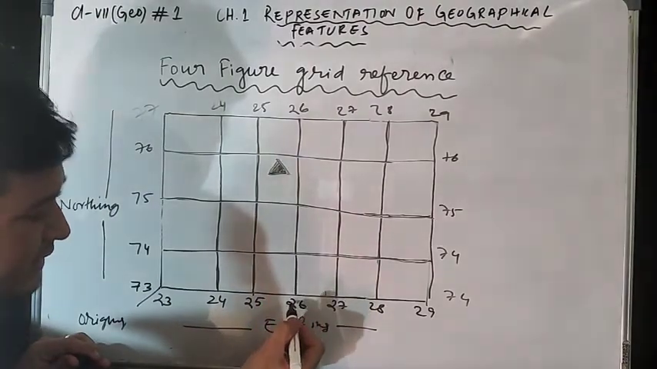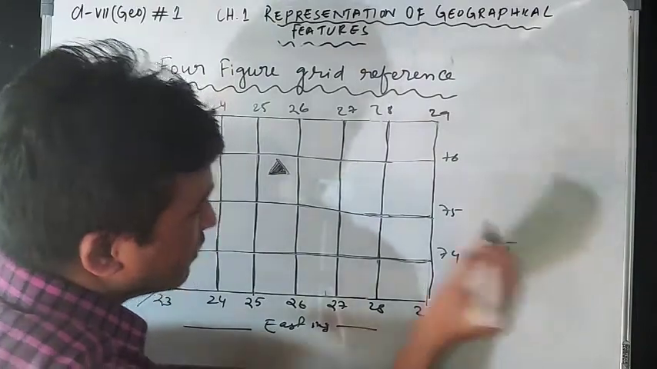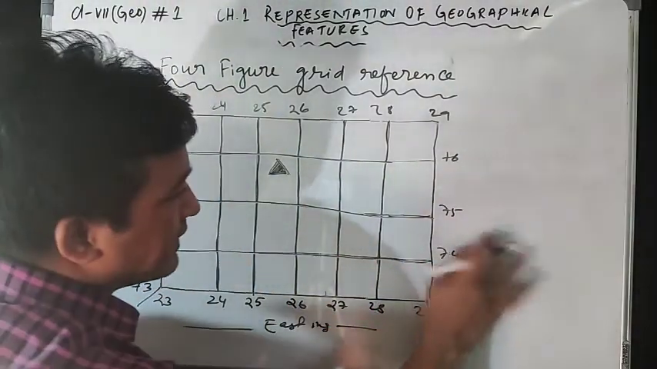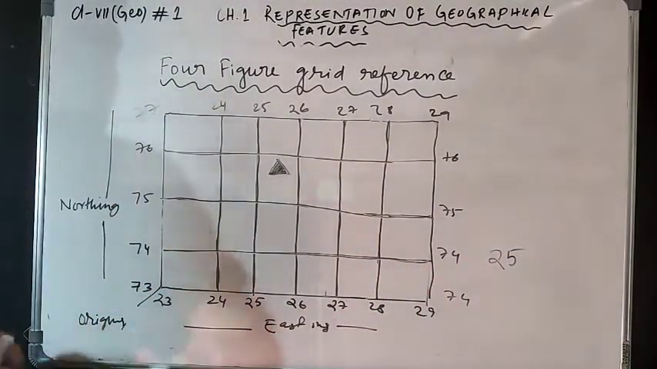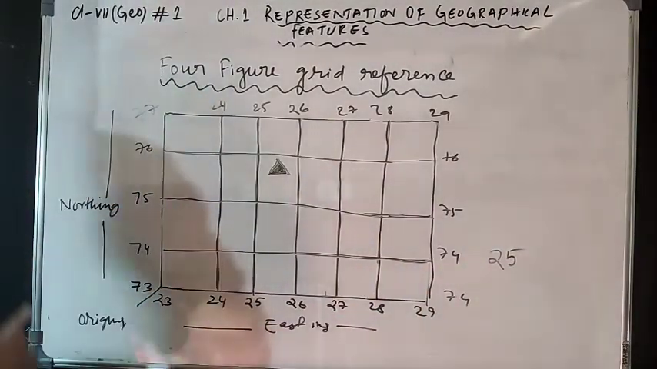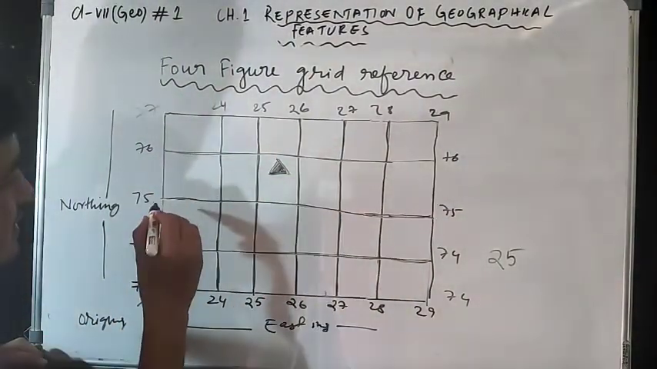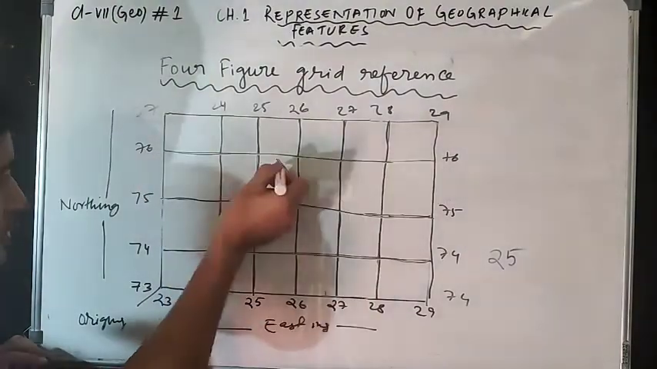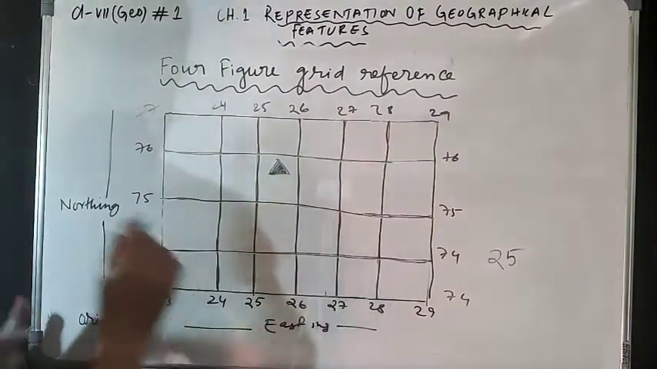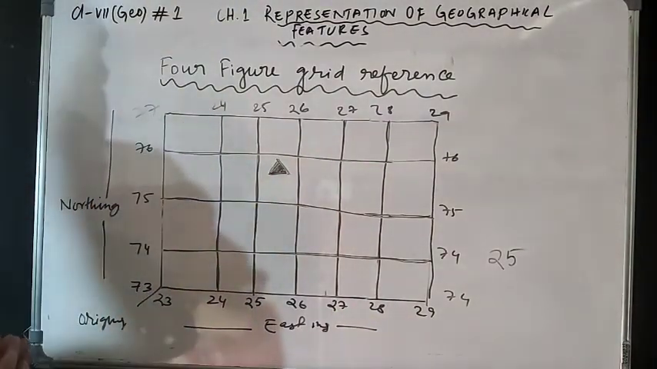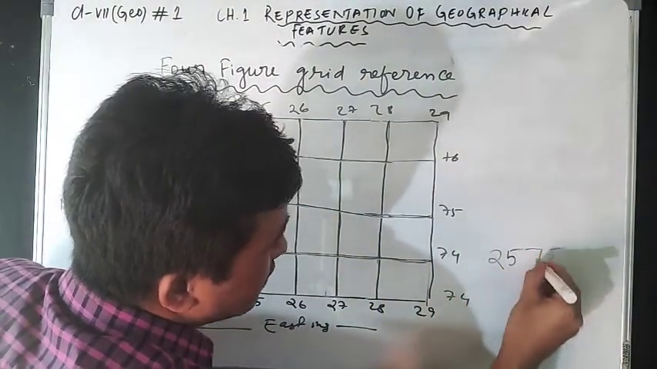What do we have to do? We have to take the smaller one, that is 25. So what will we write? 25. Now we have to see between which two northings our school is coming. Here you see 75 and 76. Our school is coming in between 75 northing and 76 northing. So again here we have to take the smaller one, that is 75.